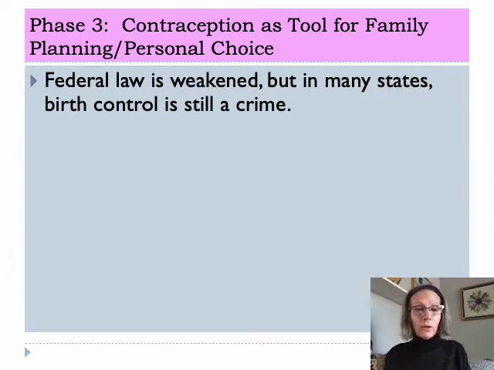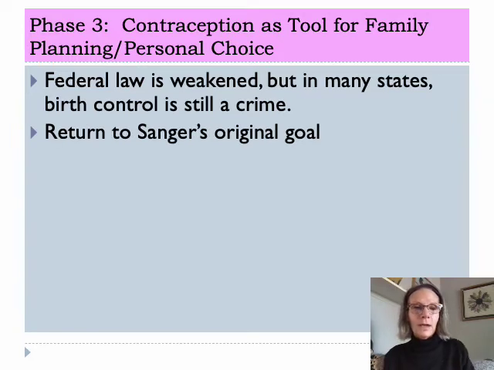Okay, so the federal law, the Comstock Act, is greatly weakened by the efforts of Margaret Sanger and others. But as we know, at the state level, there were lots of little Comstock Acts that were passed. So in many states throughout the United States, access to birth control, distribution of birth control, giving out information about birth control was still a crime.